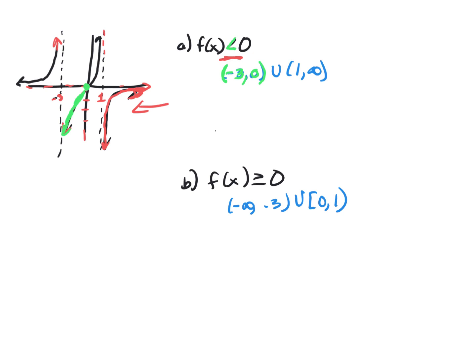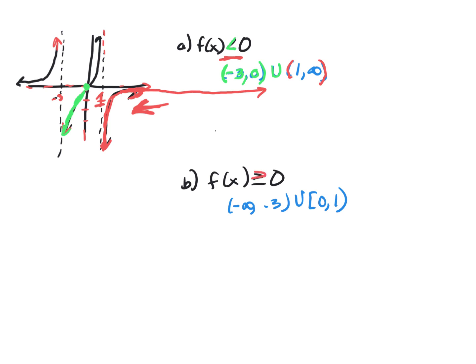And where else is your graph below the x-axis, which means the y values are less than 0? And that's this red piece over here on the right-hand side. And that's between what x values? Well, it never gets to 1. It's getting closer and closer to it. So it's from 1 to, where is it going? All those x values, it's going to positive infinity. So that's the answer to part A.